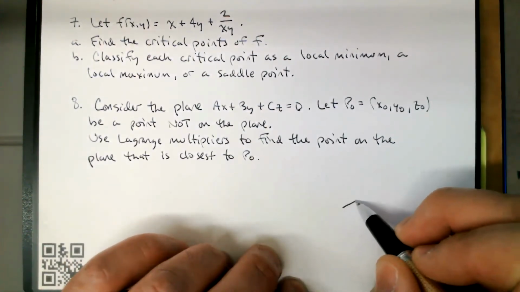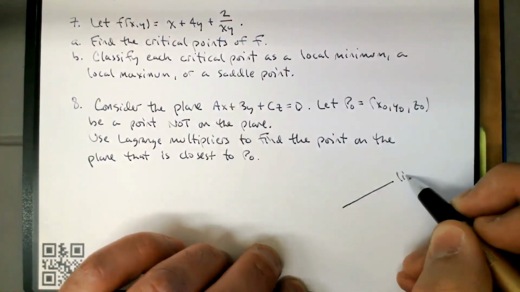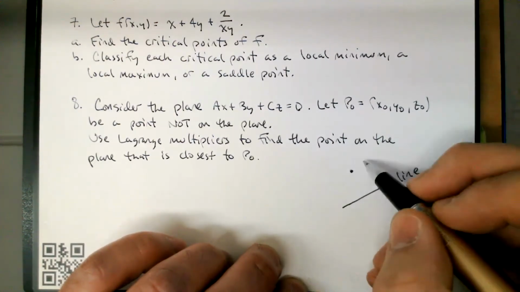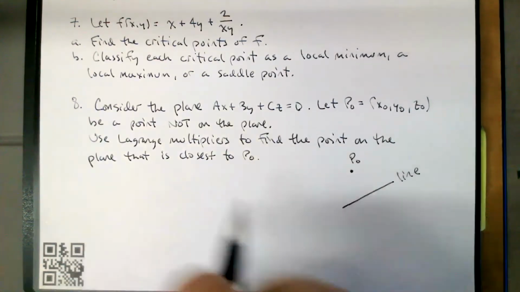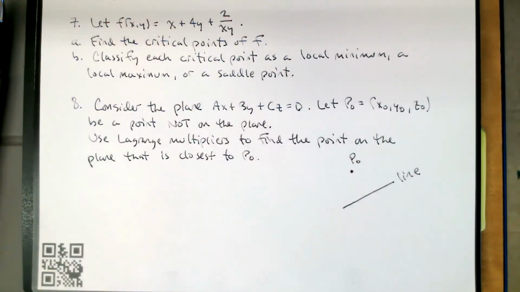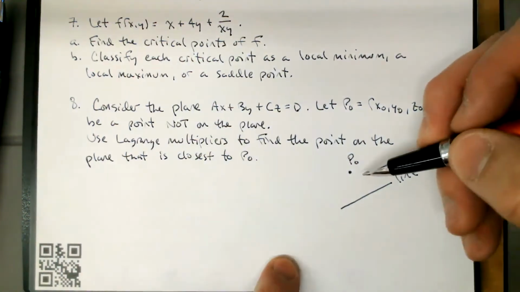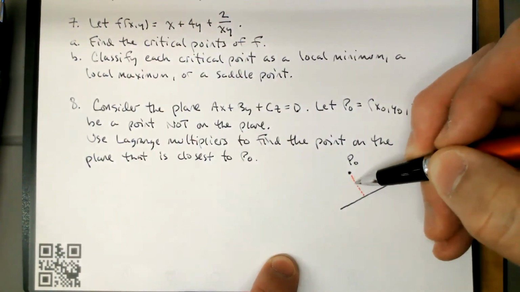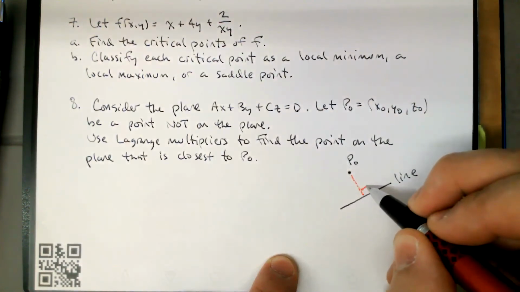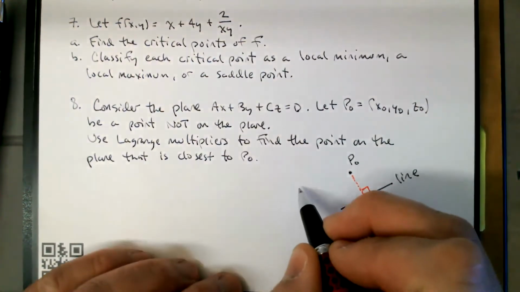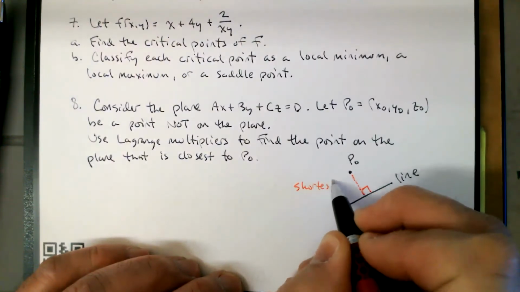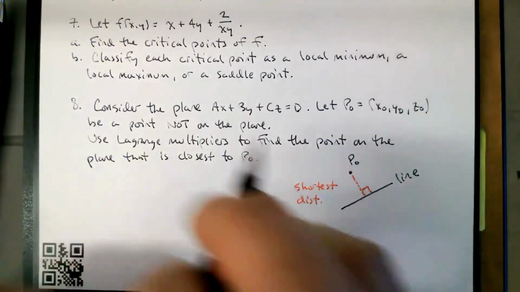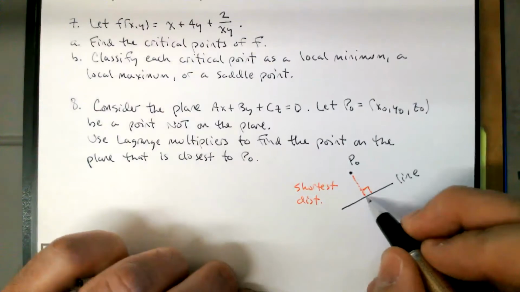You have a line. You have a point not on the line. And we want to find the point on the line that is closest to P naught. And so we know geometrically what we need to do. We need to draw a line perpendicular. We need to go from P naught perpendicular to the line. That's going to be the shortest distance. And our job is to find this point.